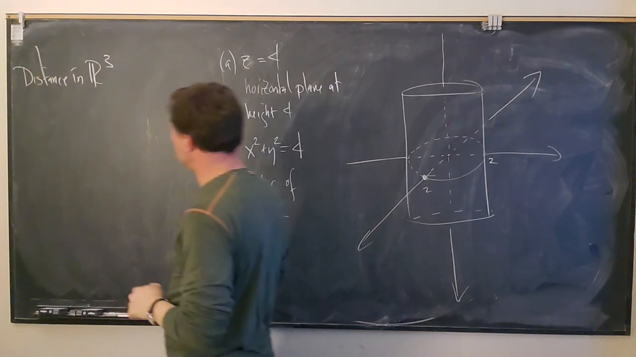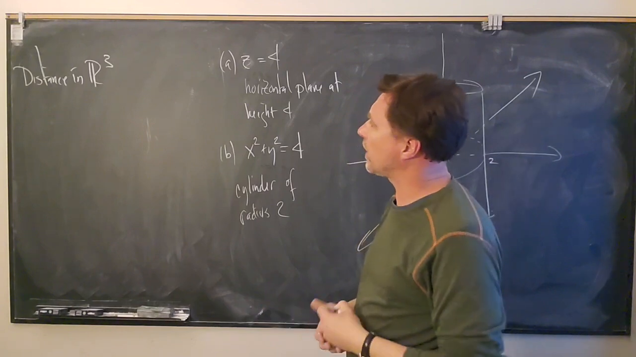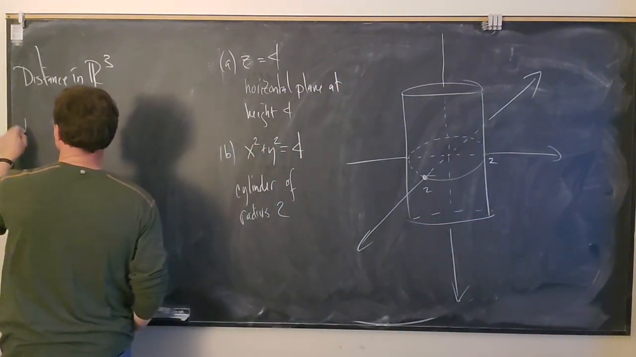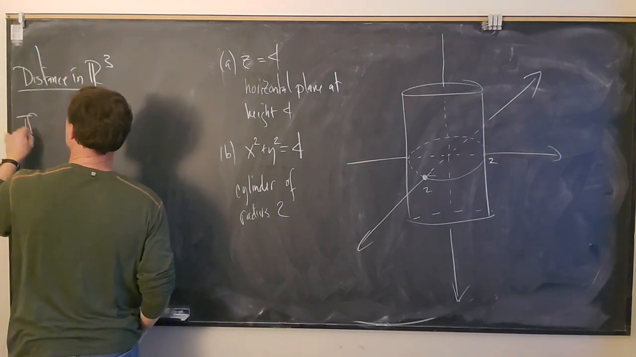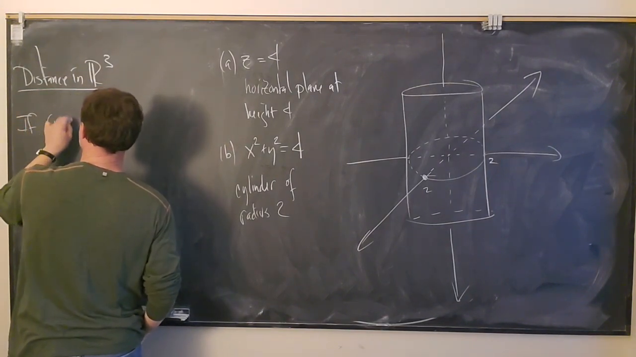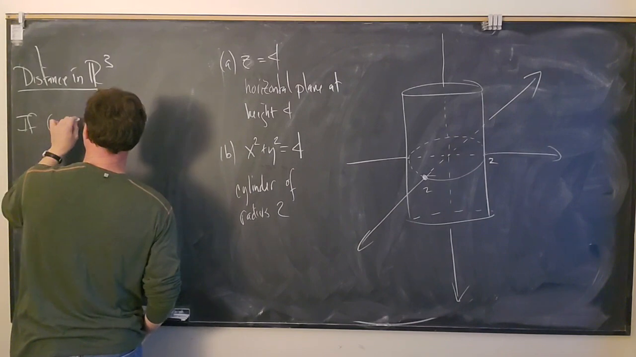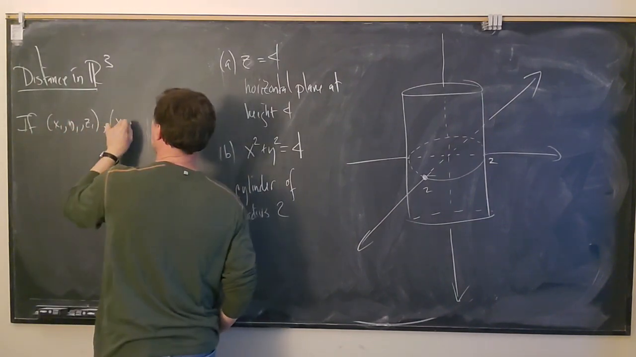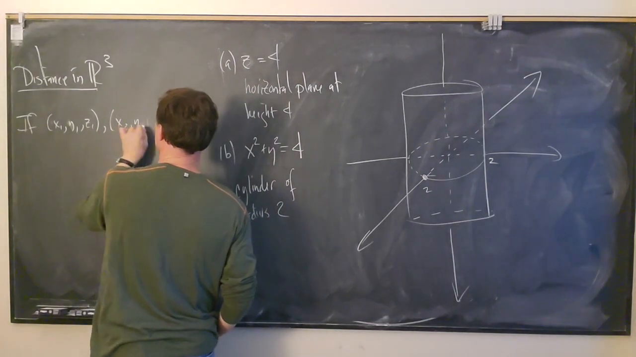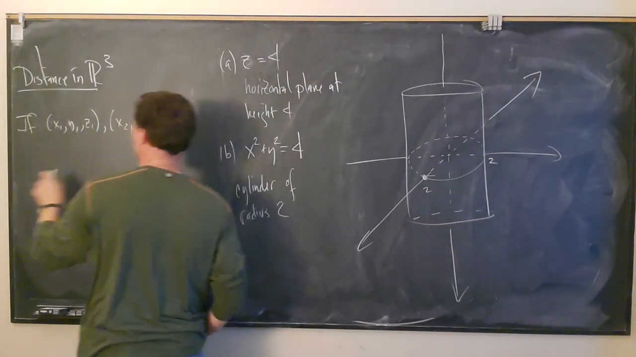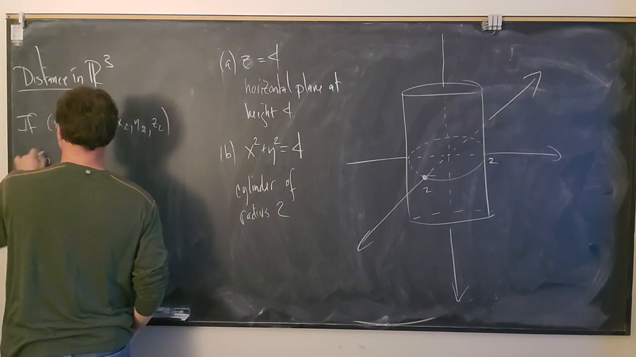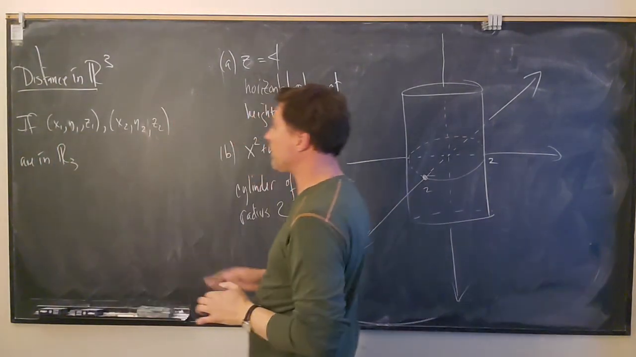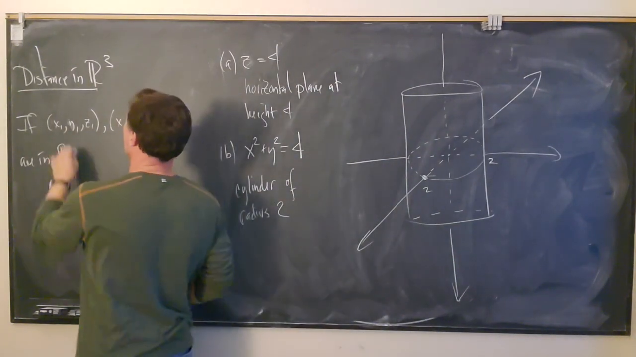We know how to measure distance in R2. Now we want to generalize this formula for distance in R3. So if, let's say, x1, y1, z1, and x2, y2, z2 are in R3, right? So now we've got a couple of points in three-dimensional space.